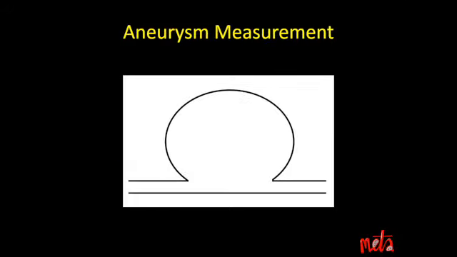All of the aneurysm measurements we'll be asking you to record will be on the same slice. The first is the aneurysm neck, shown here in green, which is defined as the space between the aneurysm sac and its underlying parent vessel.